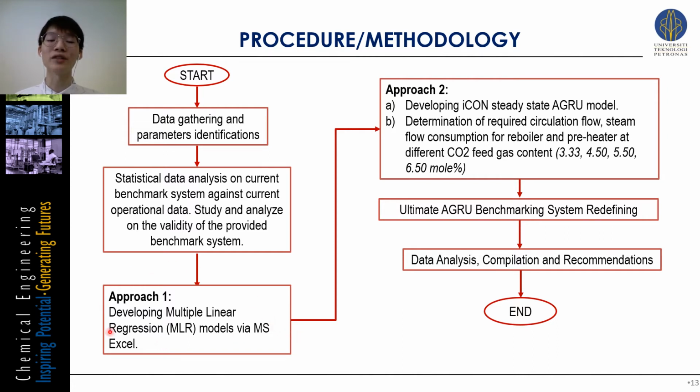And next, after this MLR model, I ventured into approach 2, for which I developed Icon steady-state AGRU models, and this model is used to determine the required circulation flow and steam flow consumption for the reboiler and the preheater at different CO2 feed gas content. So after that, I compared the current benchmark, approach 1 benchmark, and approach 2 benchmark, and determined the pros and cons for the AGRU optimization.